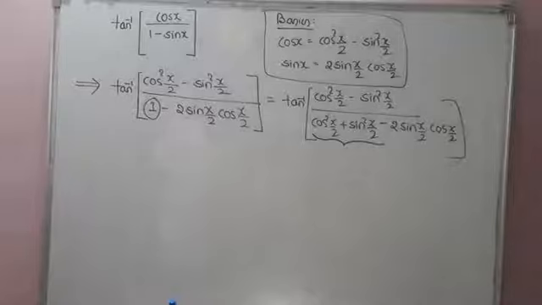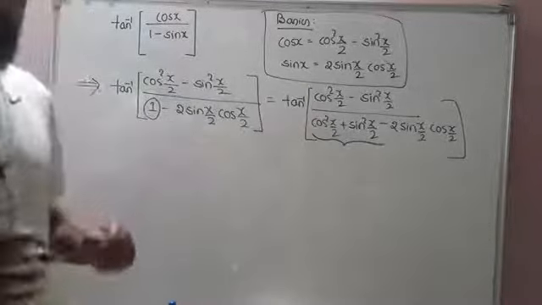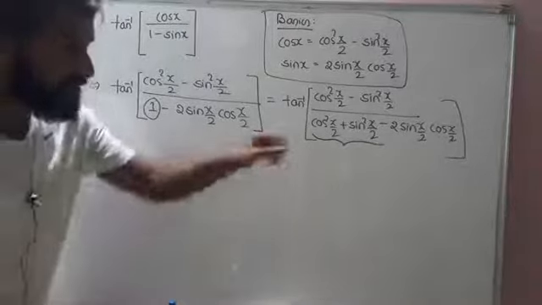What is that? sin square theta plus cos square theta is always 1. So instead of writing 1, I have used this one. You will ask me, sir, why you are doing that? Why I have done? Because now see the denominator.